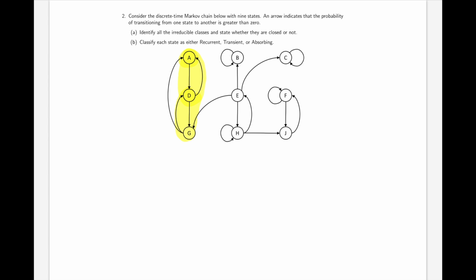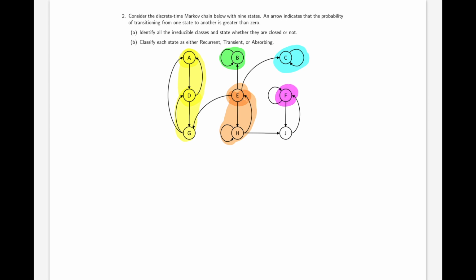Let's look at state B. Now, although there is a path from E to B, there is no path from B to E, and there is no path from B to any other state, so B must form its own irreducible class. Similarly with C, same story. Let's consider E. Now, there is a path from E to H and from H to E, and so they form the same irreducible class.